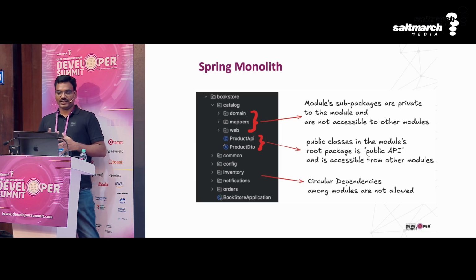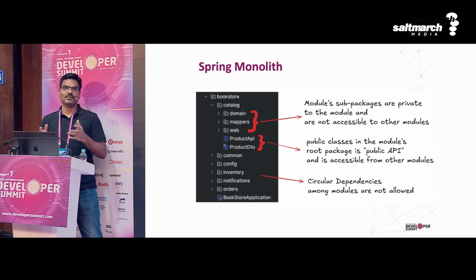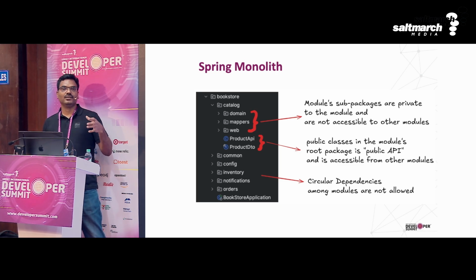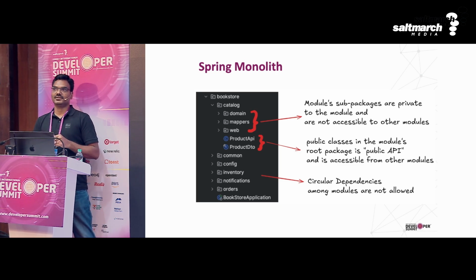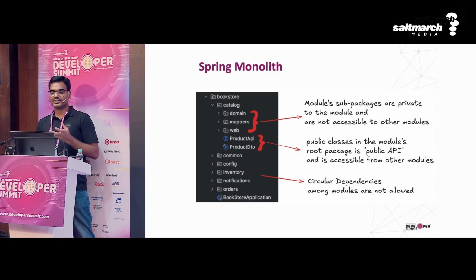So you can say, okay, I can follow that pattern and only make the classes that I want to expose to other modules public, and make other things package private so that nobody can access them from other packages. But your code may grow and you might want to put them in sub packages. Then if you put those classes in sub packages, you need to make them public again, right? So let's say I have some class in my domain package and I want to access it from my product API. I need to make that a public class. Otherwise, I cannot access that from the catalog package.